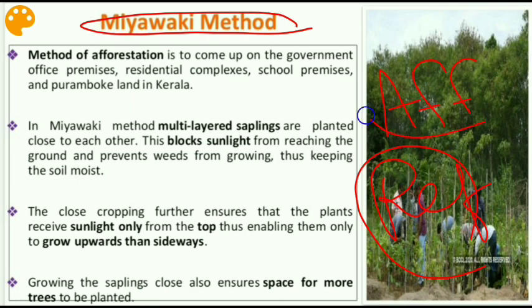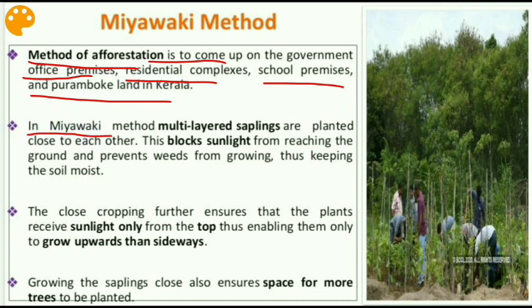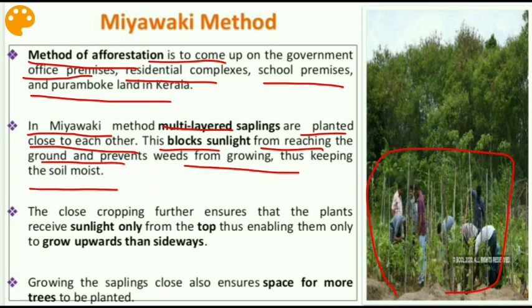So deforestation is a process. The Miyawaki method is a method of afforestation which is to come up on government office premises, residential complexes, school premises, and Purambok land in Kerala. In the Miyawaki method, multi-layered saplings are planted close to each other, and this blocks sunlight from reaching the ground and prevents weeds from growing, thus keeping the soil moist.